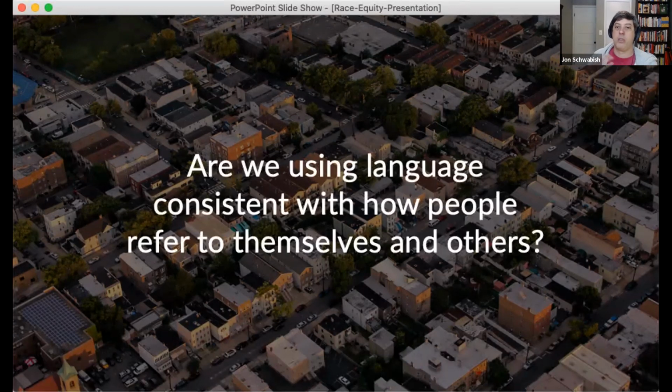So as we are thinking about the people that we are focusing on, we need to be asking ourselves some important questions as researchers. Are we using language that's consistent with how people refer to themselves and others? I think one of the great examples is the phrase Latinx, where in some communities around the country, Latinx is a preferred word or phrase, and in other communities, it's not.